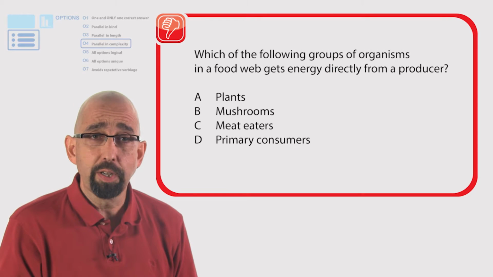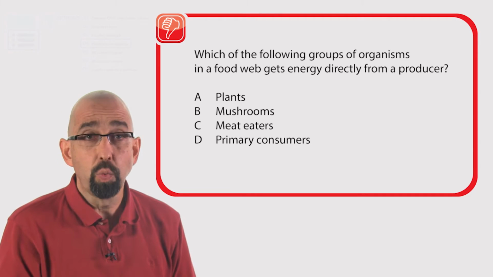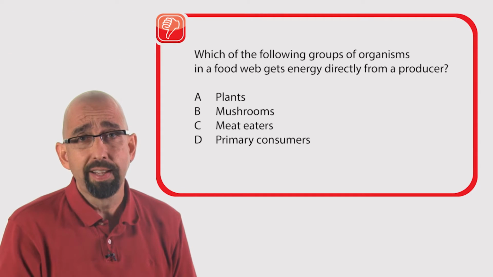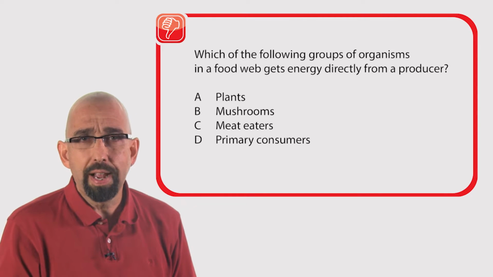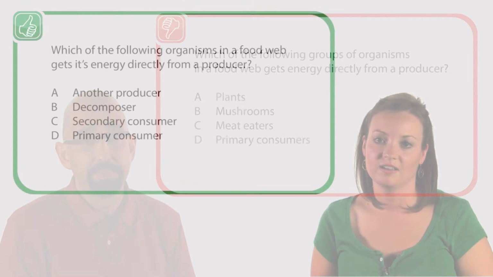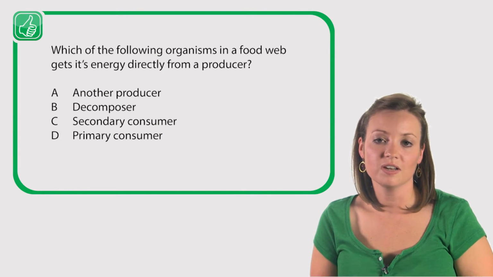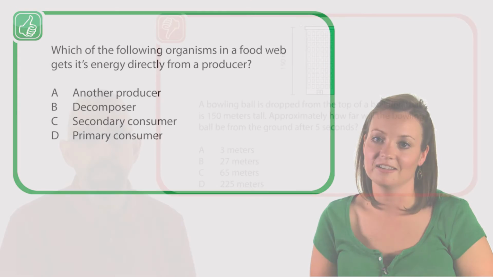This example fails at criterion O4, parallel in complexity. It fails because one of the options, the correct answer in fact, is written at a level of complexity far above the others. Notice how primary consumer stands out among the other options. This example is improved in that now all of our answer choices are written to the same level of complexity.